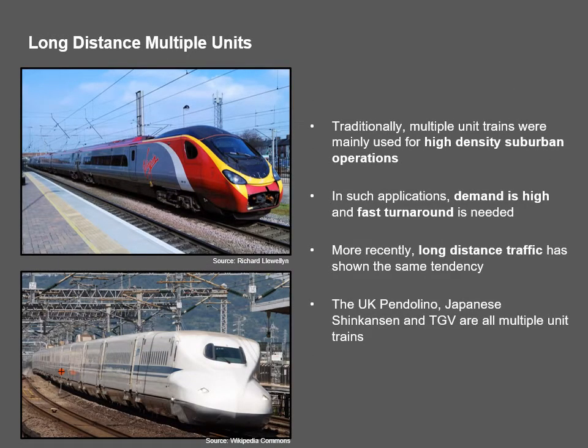Traditionally, multiple unit trains were only used in high-density suburban operations. In such applications, demand is high and a fast turnaround is required. More recently, long-distance traffic has shown the same tendency. In the UK, we have the Pendolino, in Japan the Shinkansen, and in France the TGV, and these are all multiple unit trains.